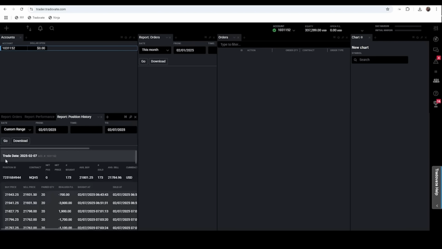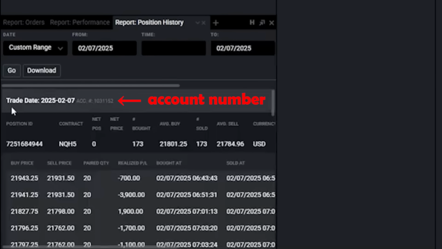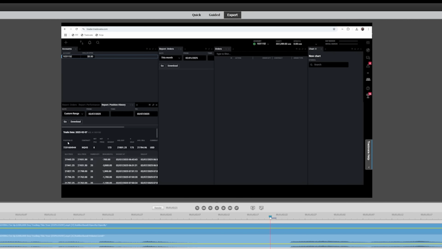Danny is now bringing up the trade history from his broker to prove that he's using a real account and that he makes money from trading. Note the live account number there. Now let's put this in the editor and back the video up to the very first frame after the go button was pressed. Did you see that?